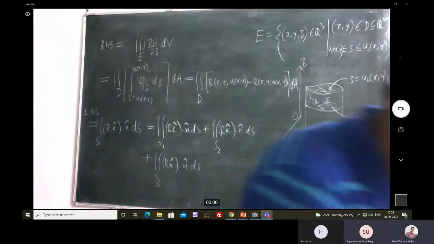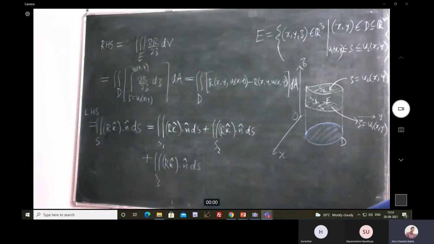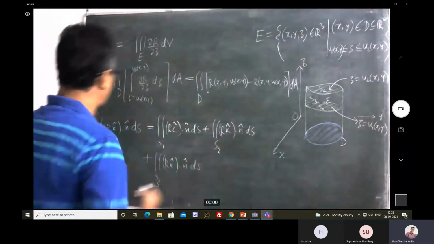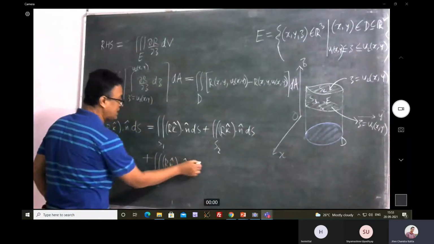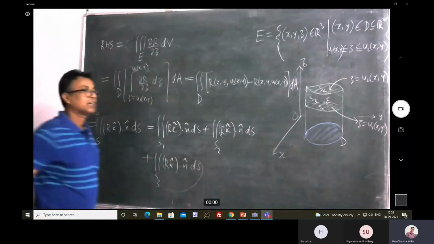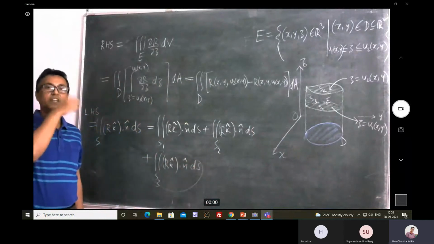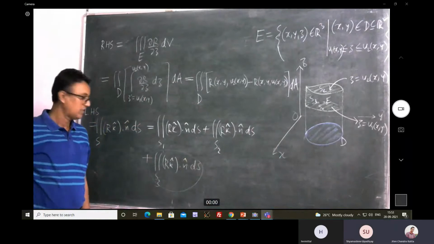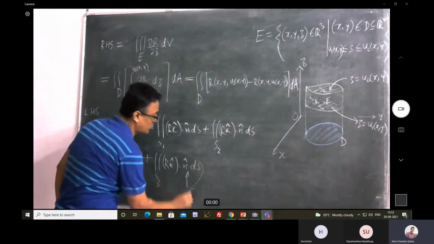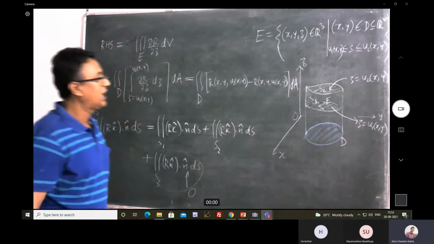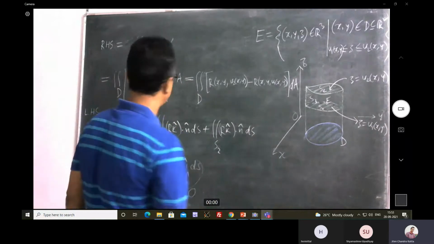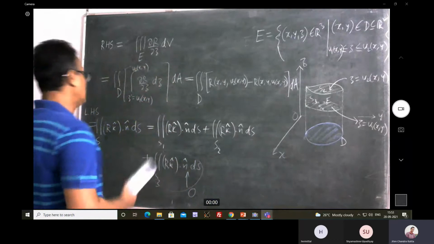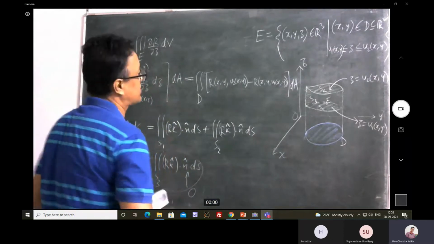Fine. So that is why the third integral is going to vanish. Is it okay? Fine. So this is going to be 0. Now let us concentrate on the first integral. Once I can evaluate the first integral, then evaluating the second is very straightforward.